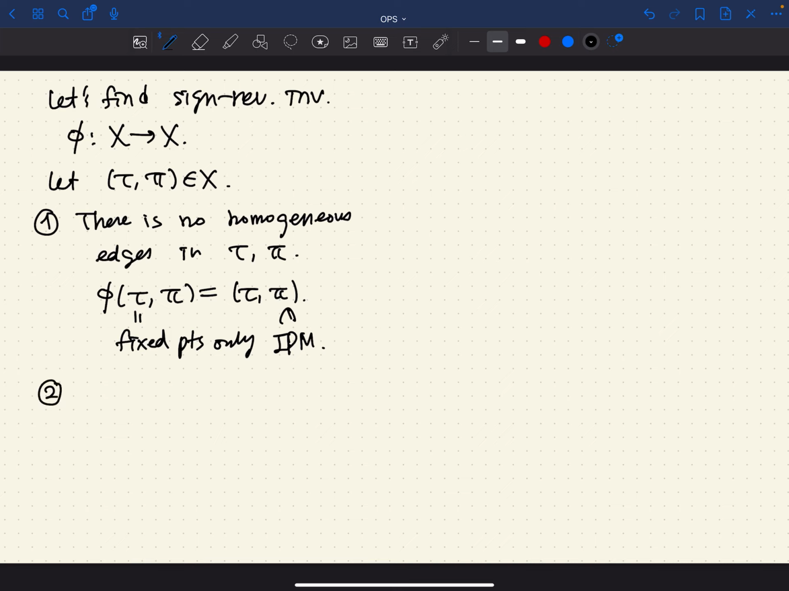Second, there is at least one homogeneous edge.